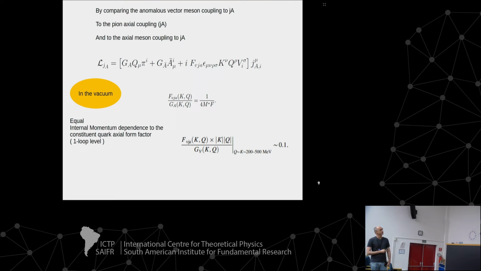This is a comparison between the pion axial coupling to constituent quarks and this anomalous vector meson coupling to the axial constituent quark current. This coupling constant has dimension of energy to the minus 2, and it is strongly reduced with respect to the pion axial coupling, but they keep the same momentum dependence. Here is a comparison of this coupling constant with the light vector meson coupling to the constituent quark at some energy scale, where the quark and light vector meson momentum are of the order of the constituent quark mass. This goes to 10% of the vector meson coupling.